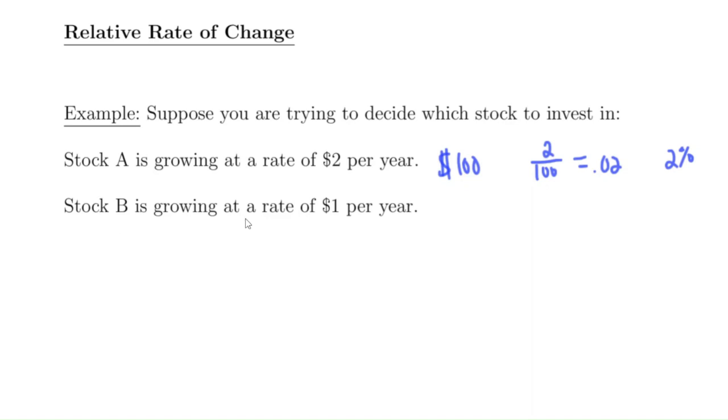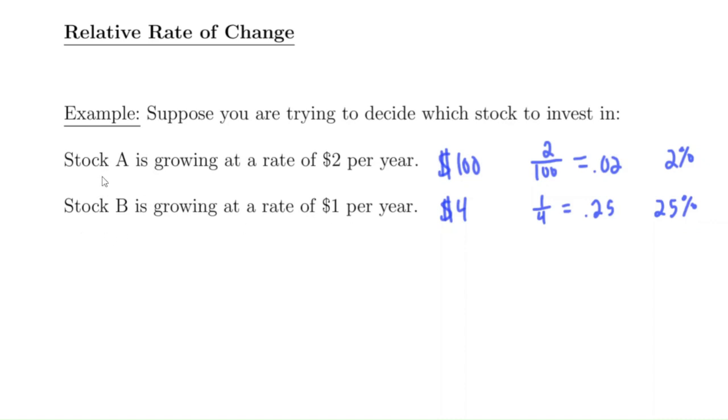Now, stock B is growing at a rate of $1 per year, but what if the current stock price is, let's say, $4? Well, growing at a rate of $1 per year, that's a 25% growth rate, right? 1 divided by 4 is 0.25, or in other words, 25%. Notice that stock B would be a much better investment.